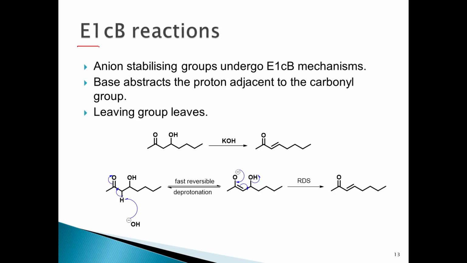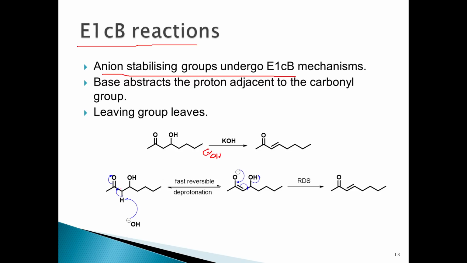Now these are E1cb reactions. E1cb reactions are nothing great. The concept is very simple: when the anion that is formed is stabilized, then generally an E1cb reaction takes place. What I mean by that is, I'll take an example and explain. So we have this hydroxide, which acts as a base, OH minus. KOH basically exists as K plus and OH minus, so this OH minus is acting as a base.